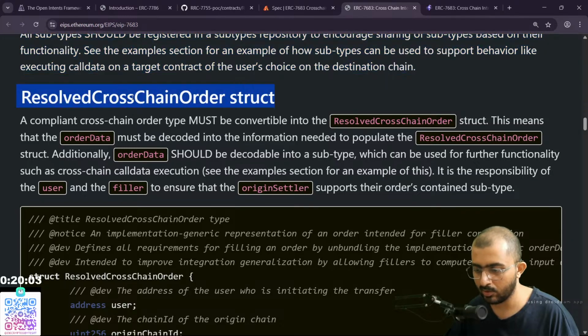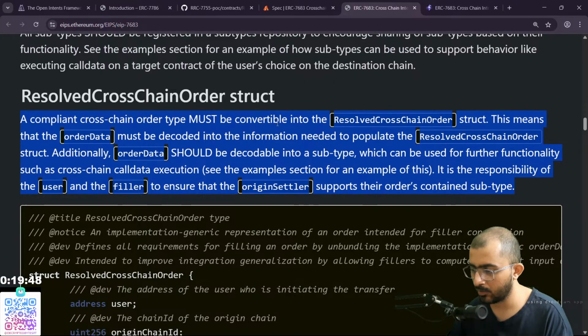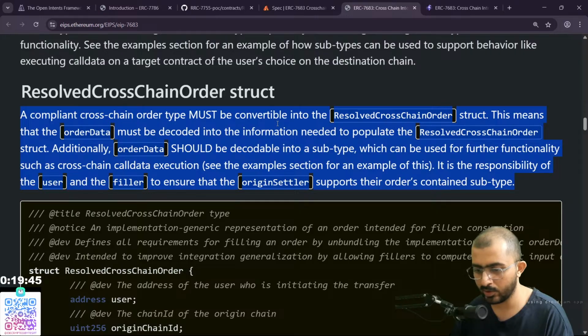Resolved cross-chain order struct. A compliant cross-chain order must be convertible into the struct. This means that order data must be decoded into information needed to populate the resolved cross-chain order struct. Additionally, order data should be decodable into subtypes which can be used for further functionalities such as cross-chain call data execution.